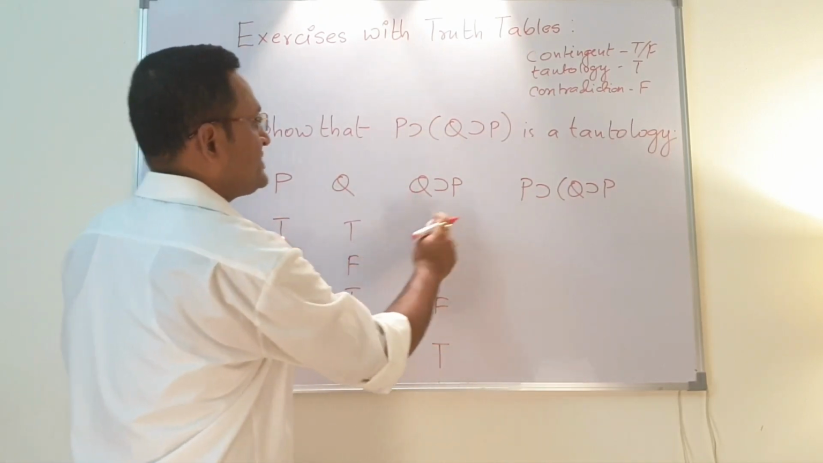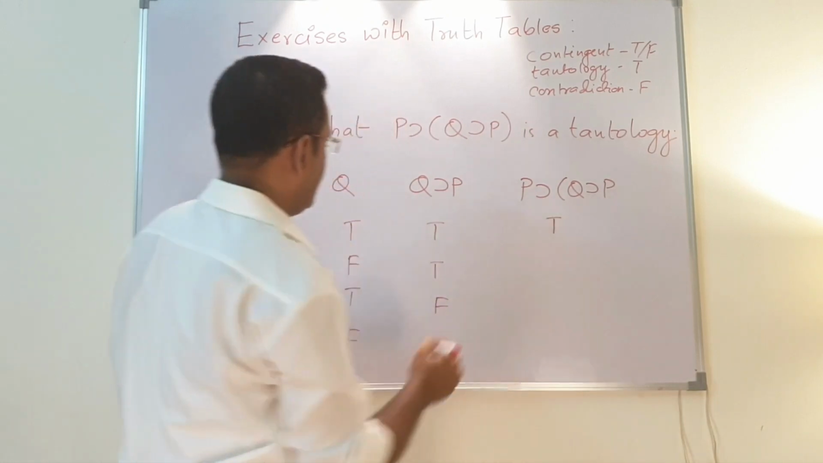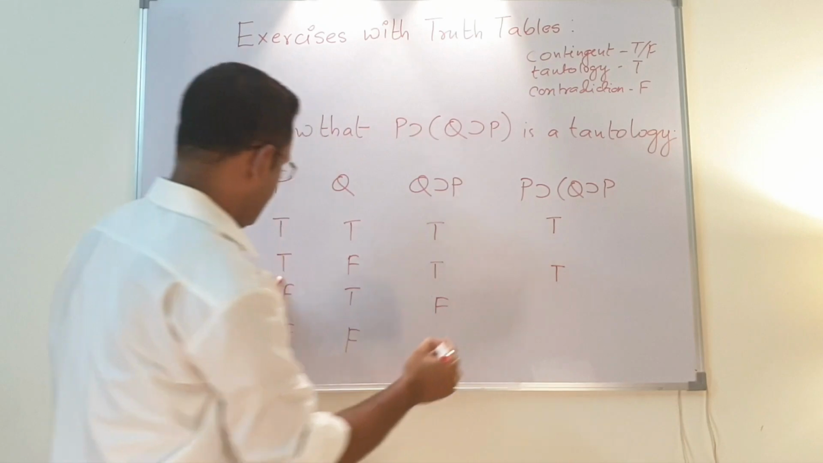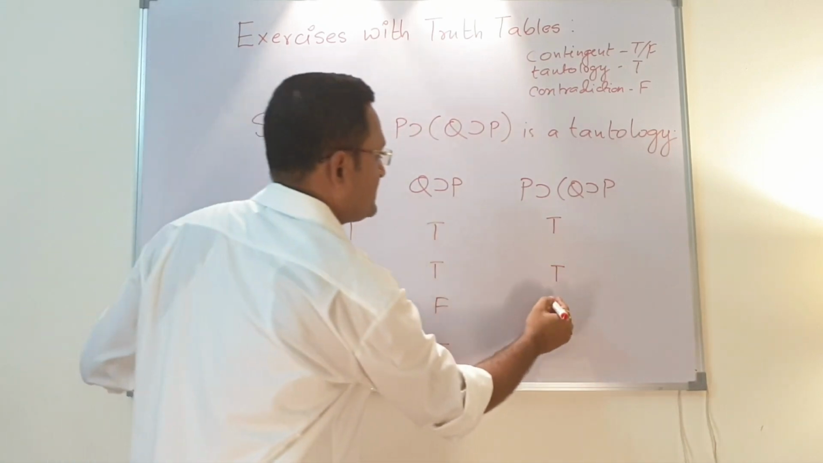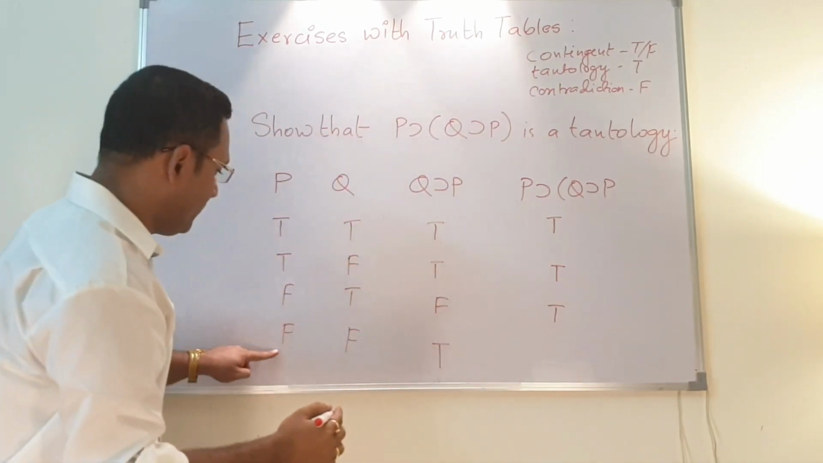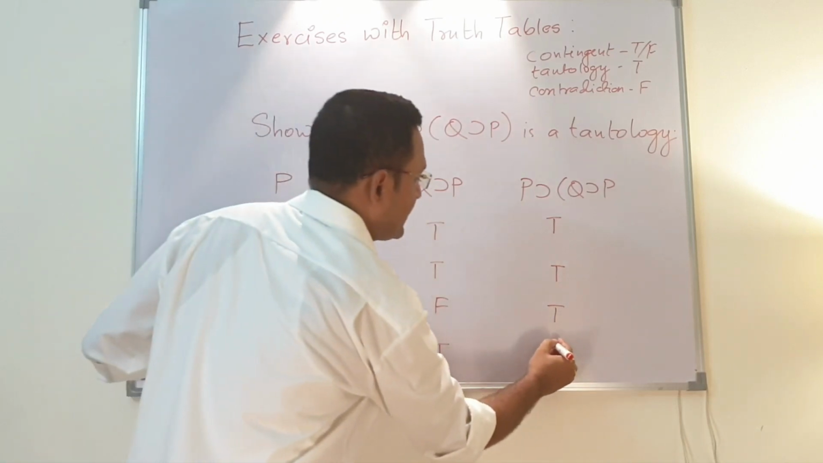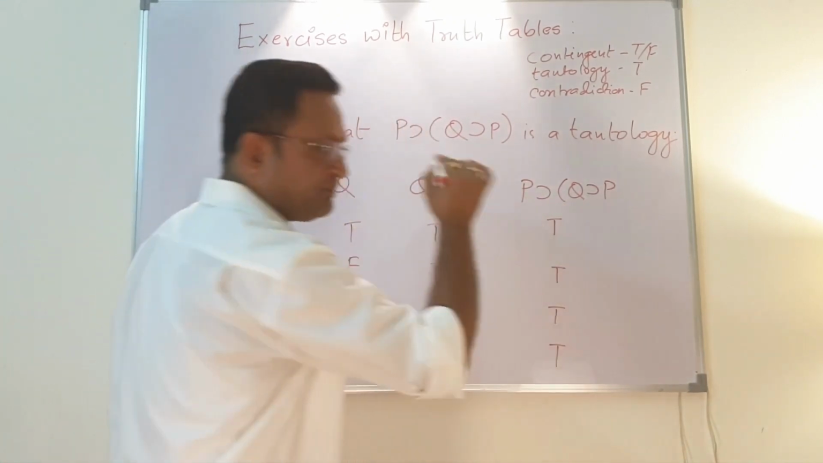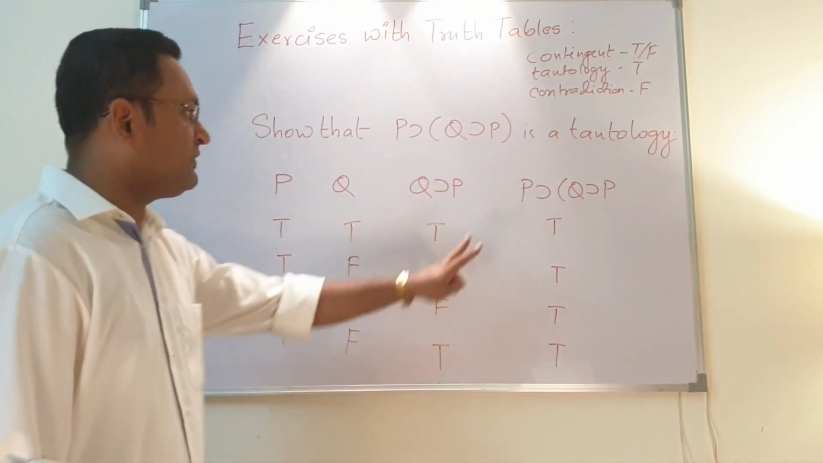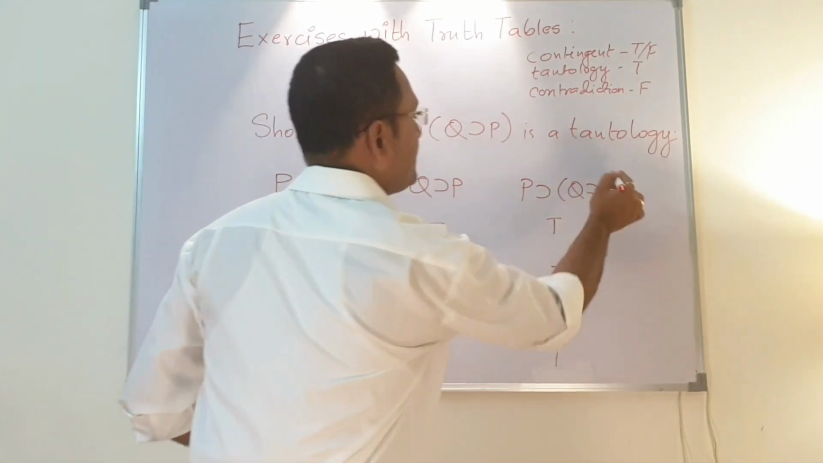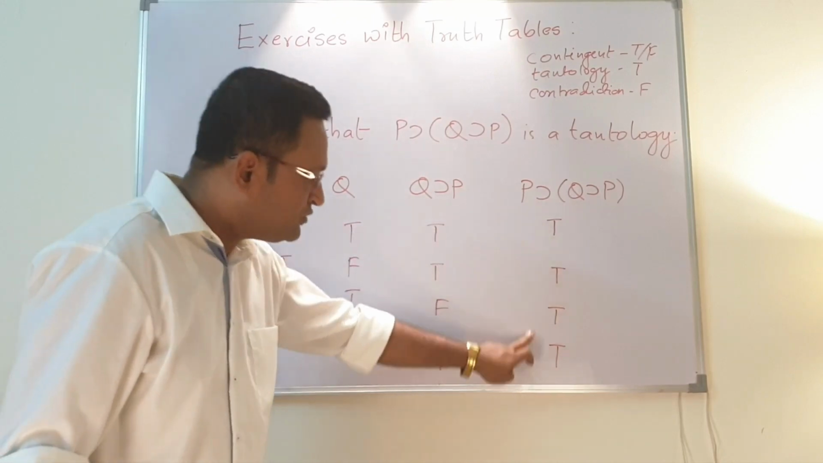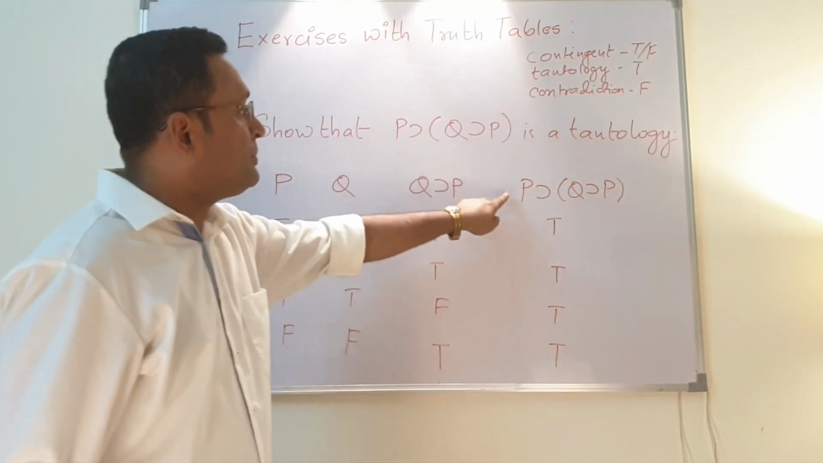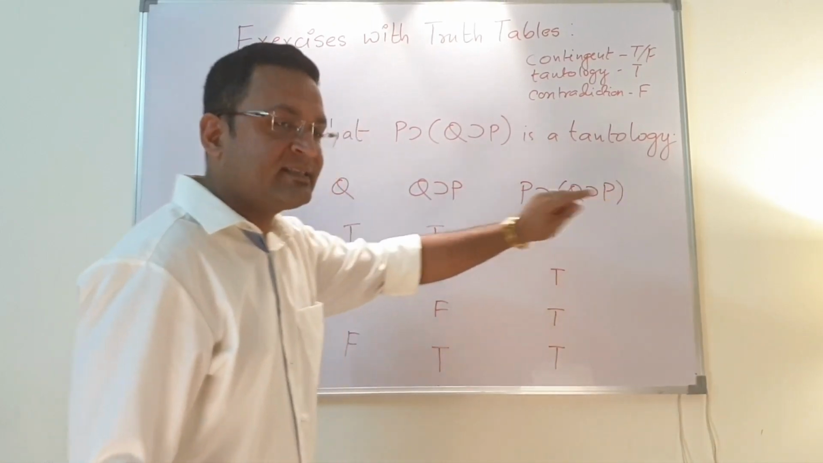Now we have to check P implies (Q implies P). So true implies true is true. True implies true is true. False implies false is true. And false implies true is again true. So now if you see, all the values of P implies (Q implies P) have come out to be true. So now you can see that it is a tautology. So P implies (Q implies P) is a tautology.